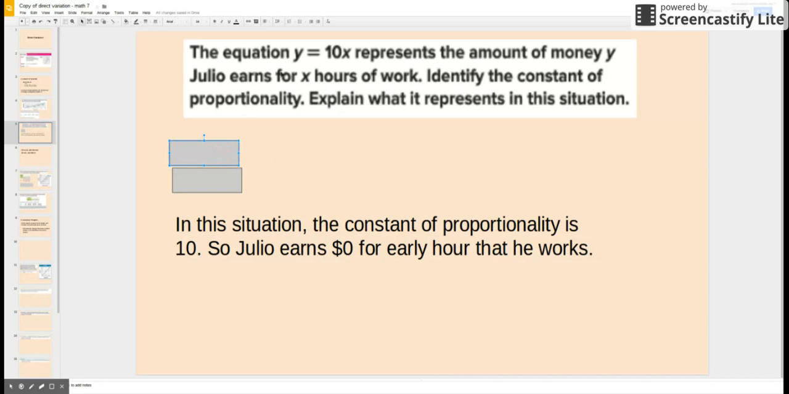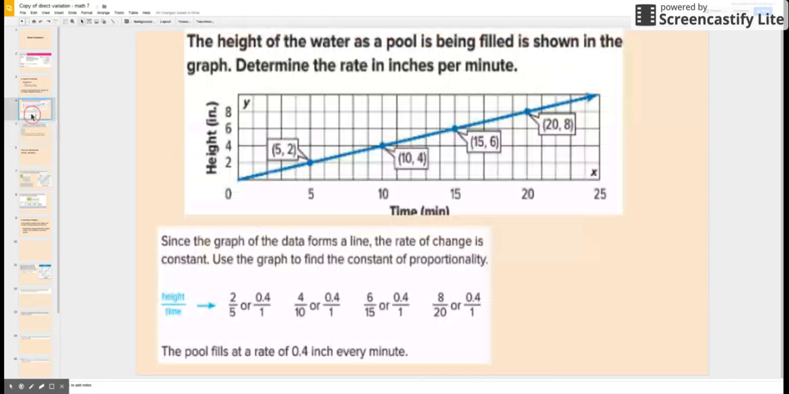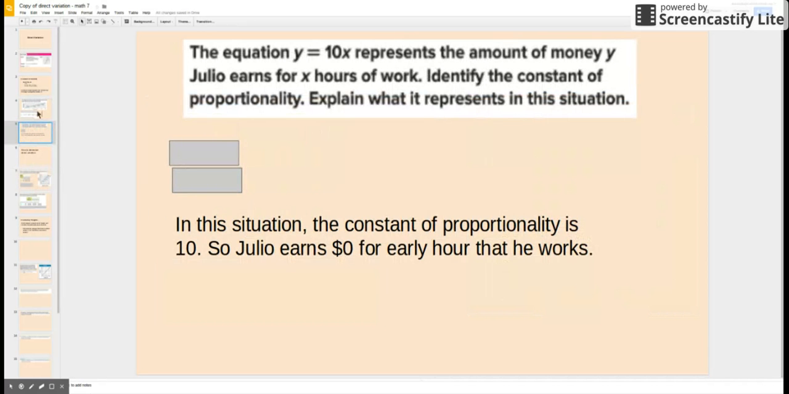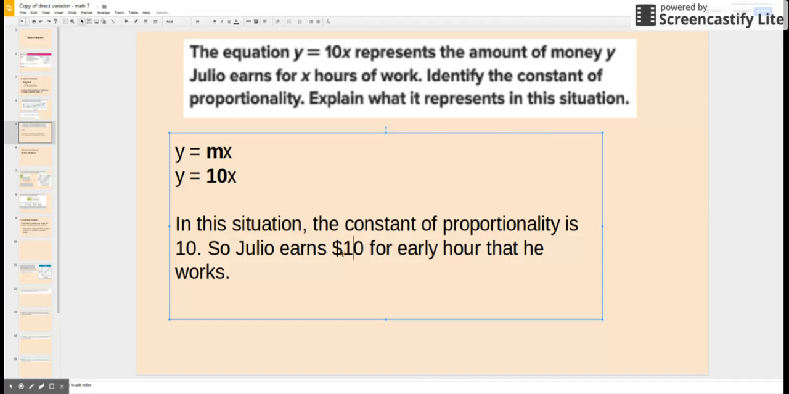So why don't we look back at this slide. So y equals 2x is an example here. y equals mx. Here I have y equals 10x. So 10, if you think about it, would be in the same place as where the m is. So the m is what our constant of proportionality is right here. So in this situation, the constant of proportionality is $10. So Julio earns $10 for every hour that he works.